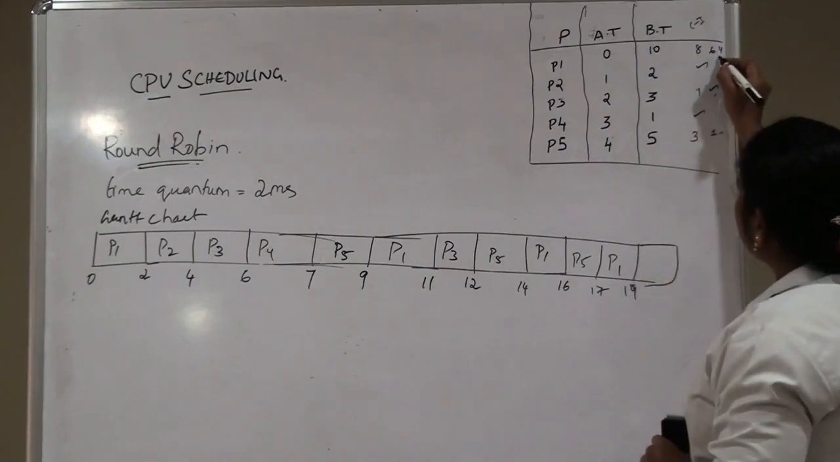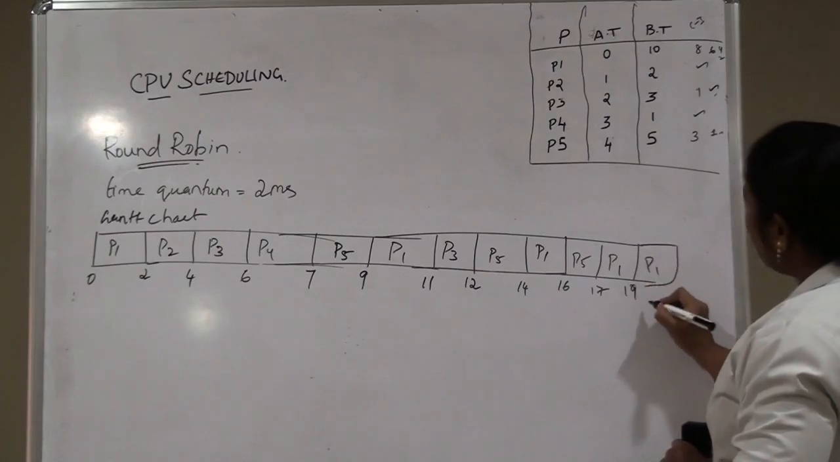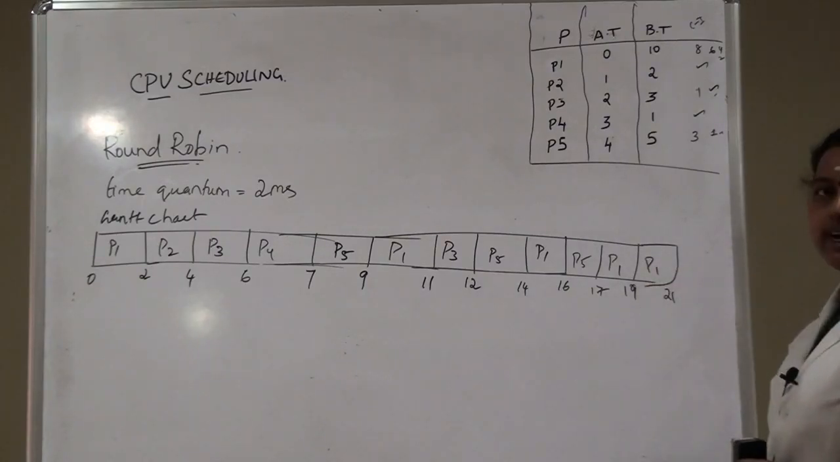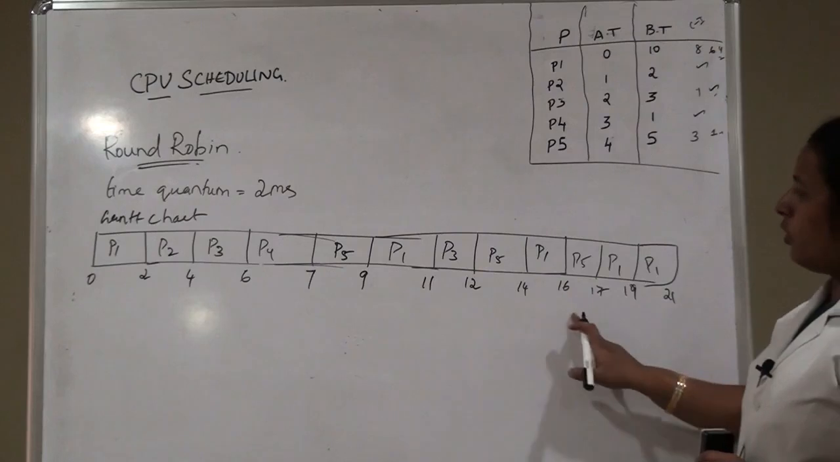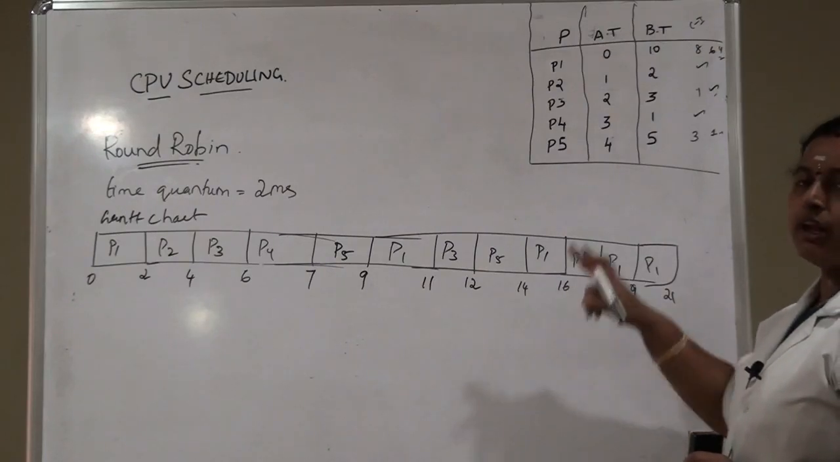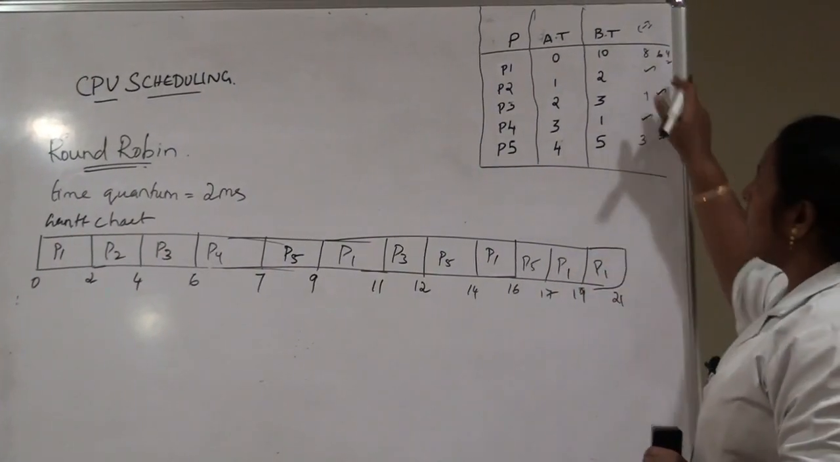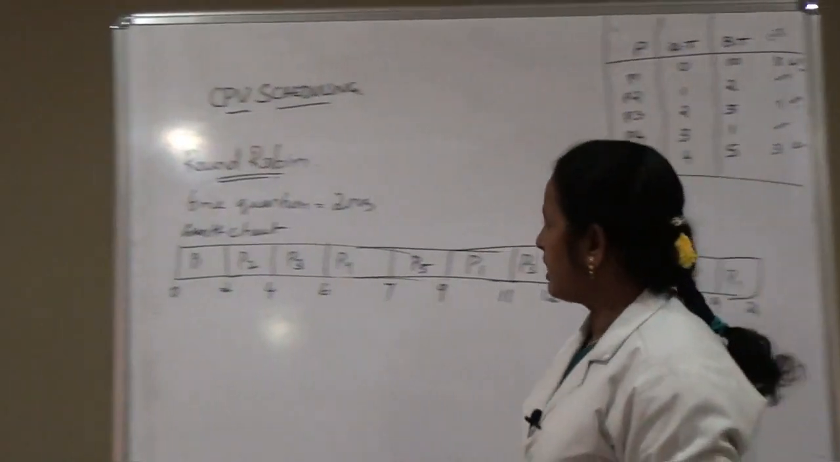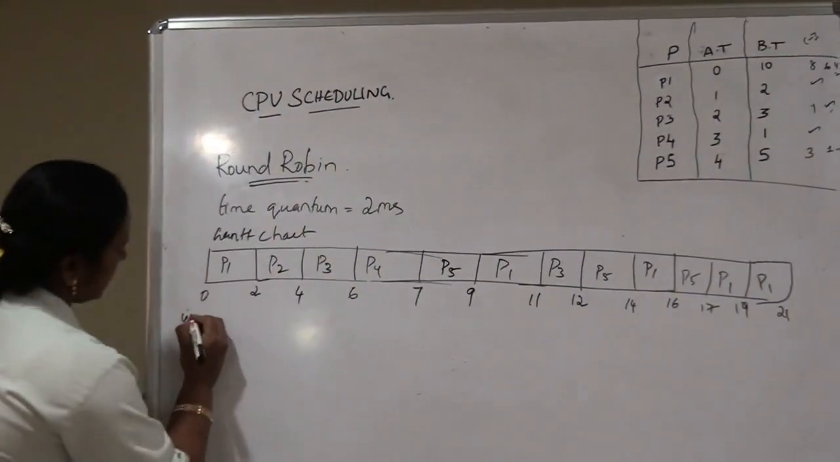Next again, 4 minus 2 is 2, and in the last cycle plus 2 is 21. So this is round robin: by considering the time quantum, the number of cycles will be repeated until the burst time is completed. So now, how will we find the waiting time?